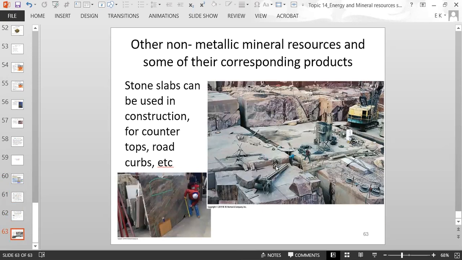And then you also have quarries where you have a removal of large slabs of bedrock. And then that's used in construction or for countertops or curbs. So here is someone measuring out a slab possibly to use for a countertop. So that brings us to the end of the energy and mineral resources lecture.